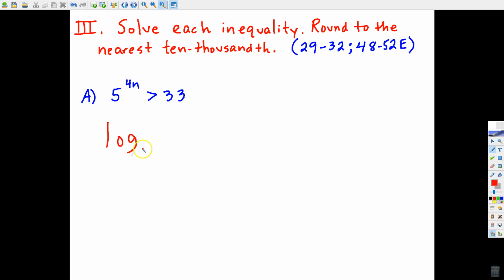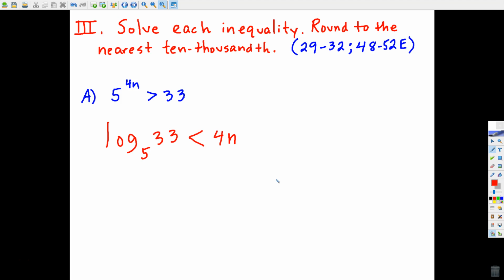It's going to be log base 5, 33, and then normally I would say equals 4n. Well, here 4n is greater than 33, so when I rewrite the log form, I need to make sure it still says 4n is greater than 33. All right, did you catch that? That's big because if you forget that, you're going to get the right decimal, but you're going to have the wrong inequality.